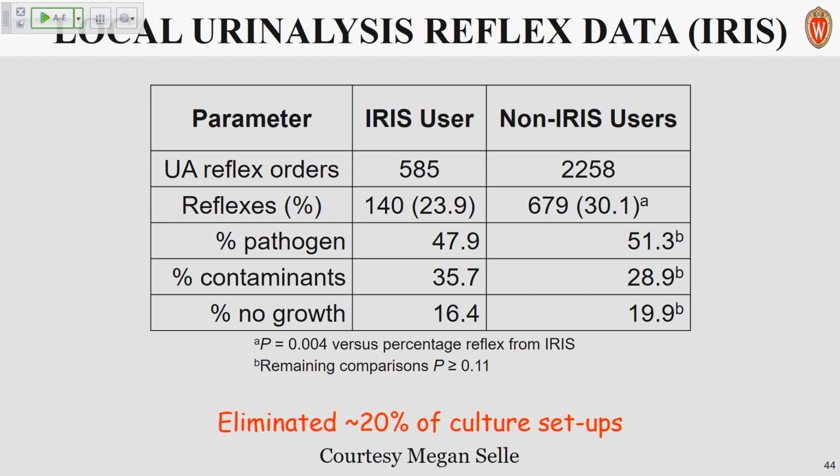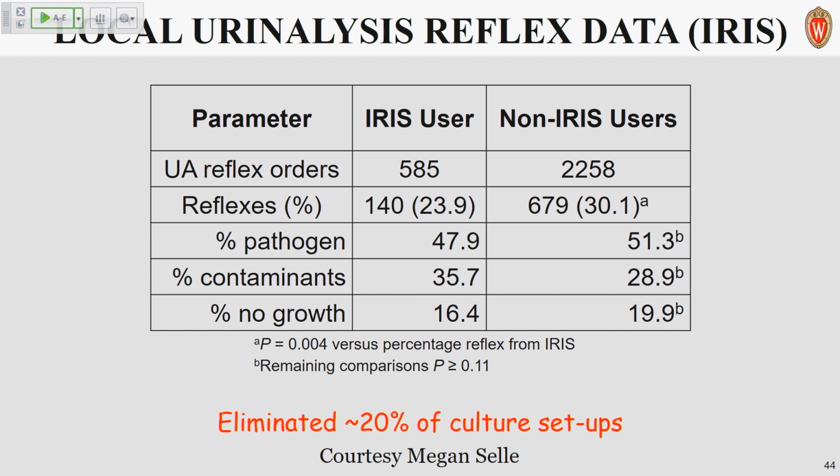Just one comment. We only went live with a UA reflex to culture order in late December, so I only had about 2 months of data to go off of, and it's not being utilized as much as we would have liked. It's only being utilized 30% of the time, which made our numbers even lower. They're circumventing and going back and ordering the urine culture on the back end. Sneaky, aren't they? Yeah. Any questions about the iris or comments about the iris?